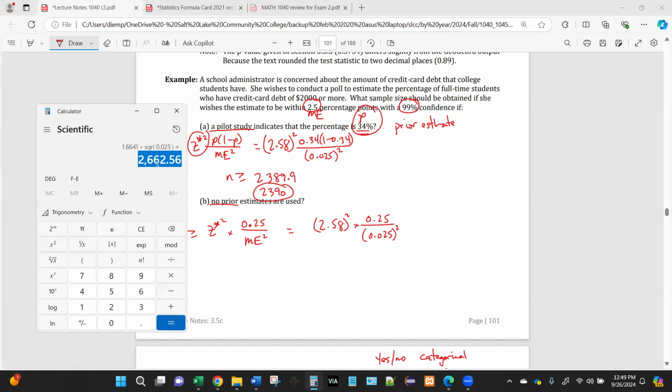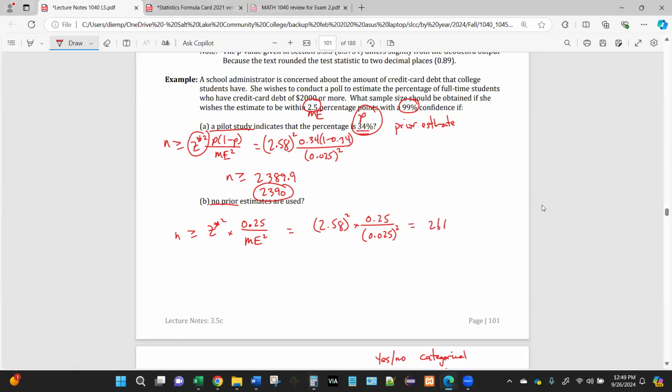So that sample size goes up to 2,662.56. Okay, so again, you can't talk to 5/10 of a person, so we're always going to round that number up. And now, because we don't have that prior pilot study, instead of talking to 2,390 people, we're going to have to talk to 2,663 people. So that's about 260 more people.